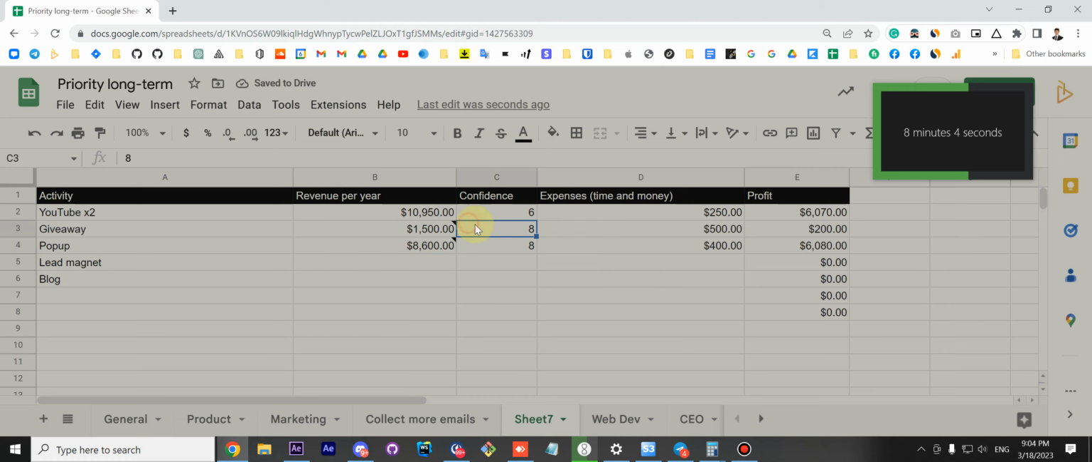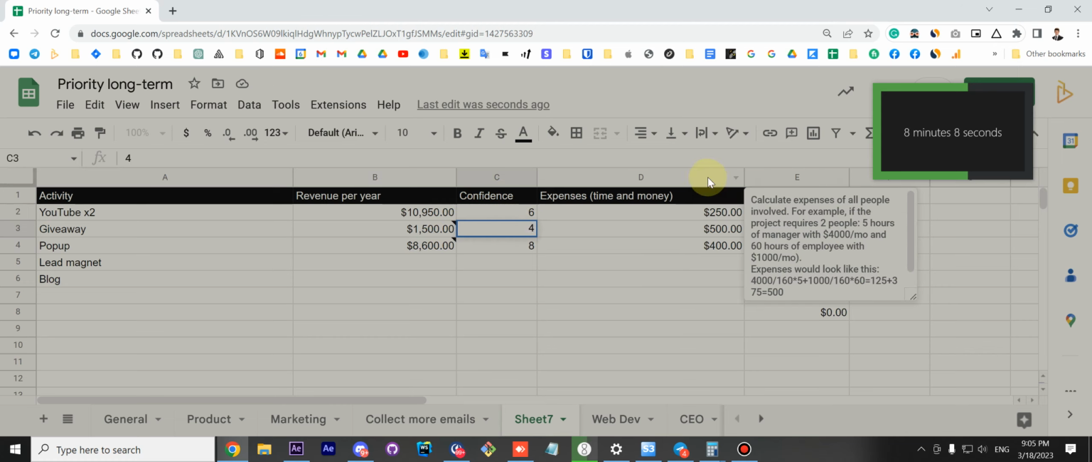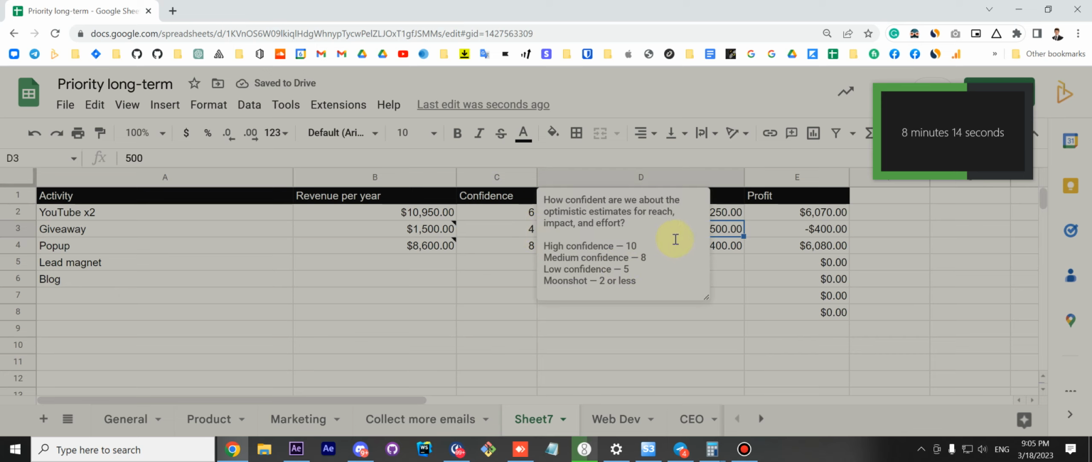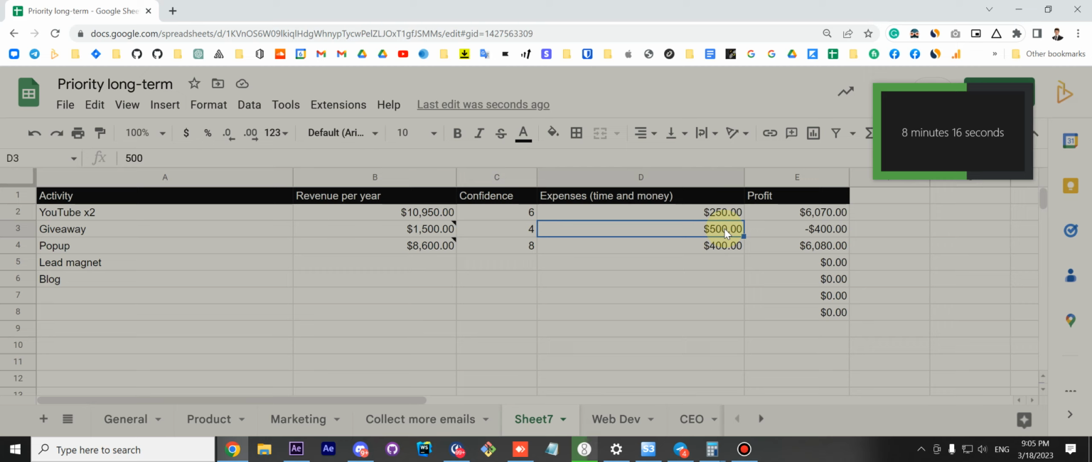How confident are you? I wouldn't give it more than 4, because I just ran a few giveaways in the past, and sometimes it's hit or miss. And in terms of expenses, I would just add $100 since it's one video.